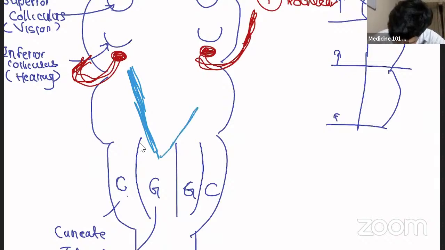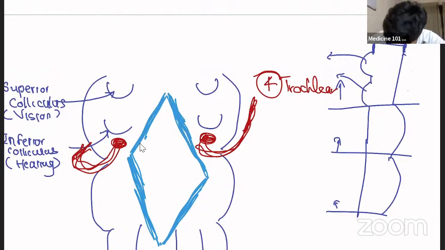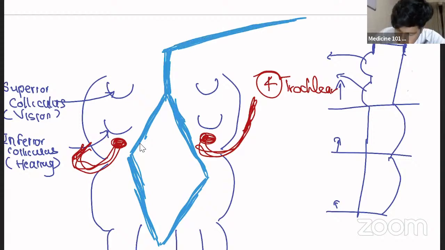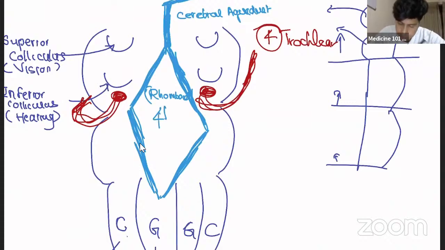Next, I'm going to show you guys the fourth ventricle. This is the fourth ventricle. And this is the third ventricle. This is the cerebral aqueduct. And this rhomboid-shaped structure is the fourth ventricle.